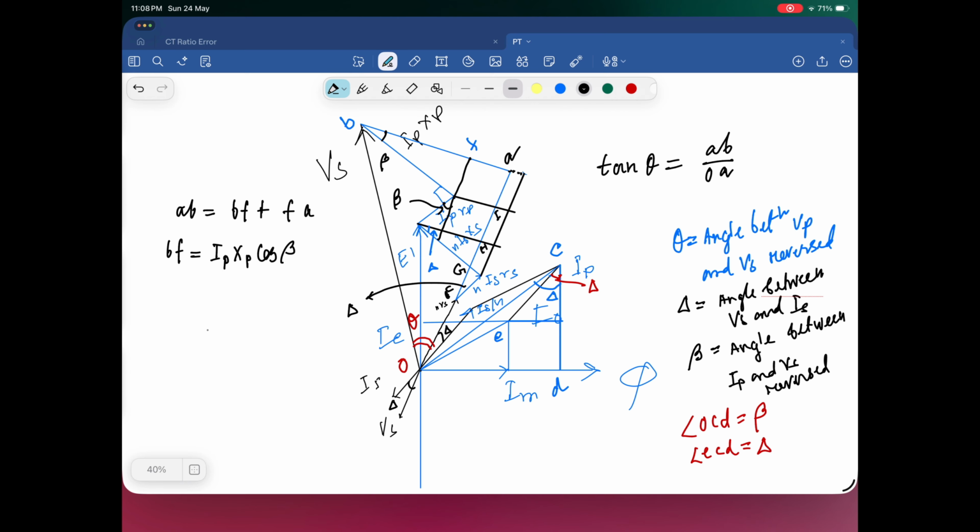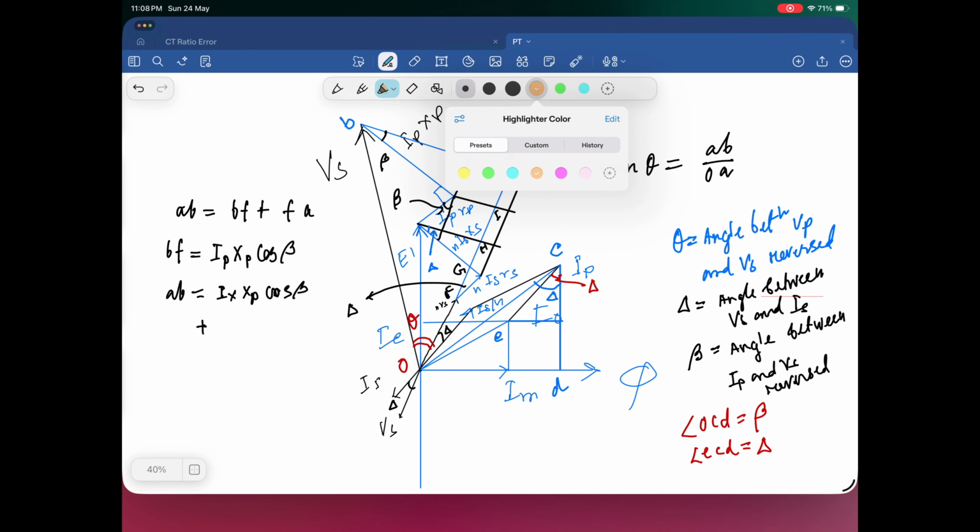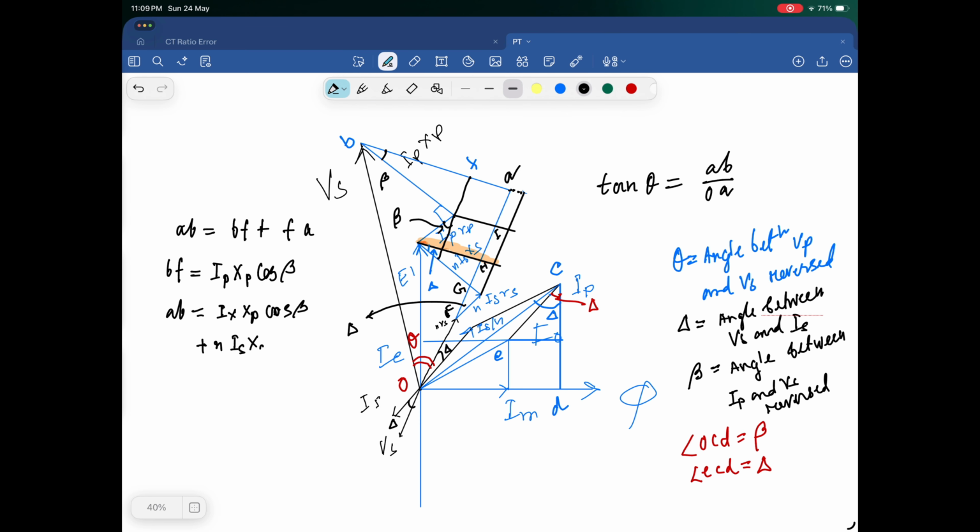Then AB is equal to this segment plus I need the FA portion. For that FA portion, I have to write down. You just watch carefully. This area is very, very important for you. So AB is equal to Ip Xp cos beta plus Is Xs, this portion Is Xs cos delta.